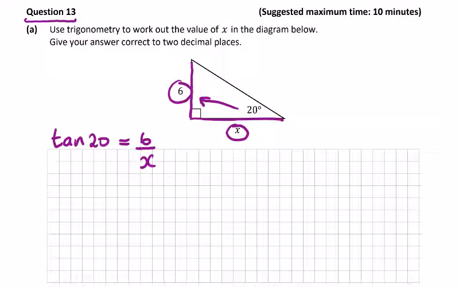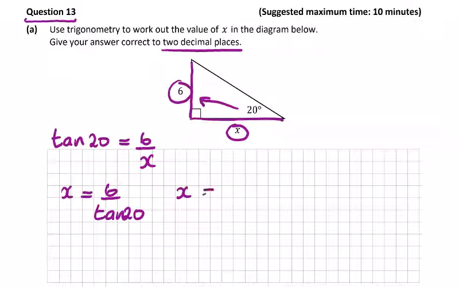What happens with the x and the tan 20? They swap places, you're telling me. X is equal to 6 divided by tan 20. So we're dividing by tan 20 and multiplying by x. So x, back up to our question, corrected to 2 decimal places, is equal to 16.48. And are we given any units? We're not given any units in this question, so I'm just going to write units here.